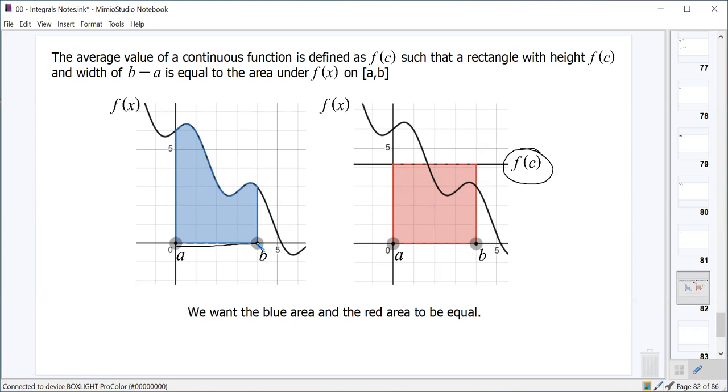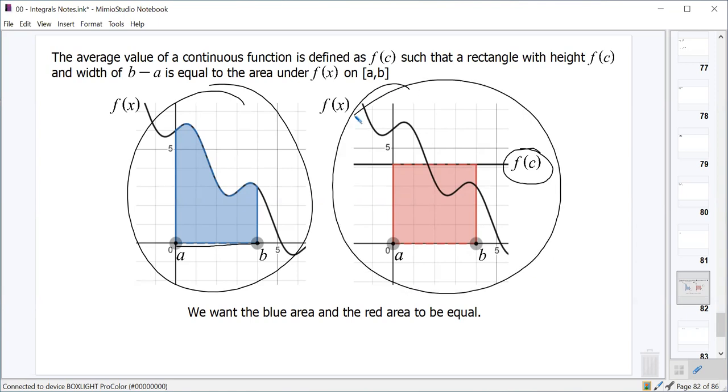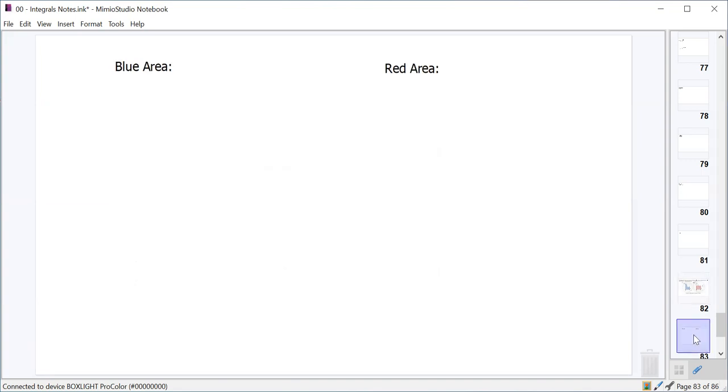So in order for us to figure out a formula to find f of c, we just need to write out something that represents this blue area and write out something else that represents this red area, and then set them equal to each other. Well, I think if we take a look at this, the area of the blue region is just the integral of f of x from A to B. So here we've got the blue area is an integral from A to B of f of x dx. We're going to set that equal to the red area.